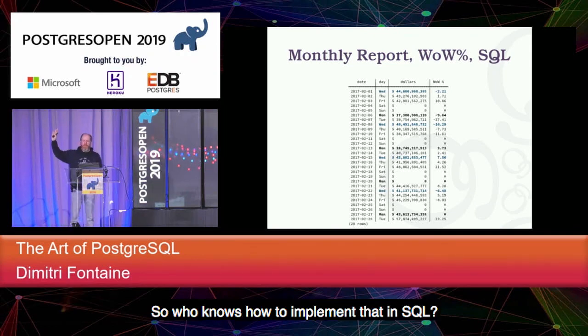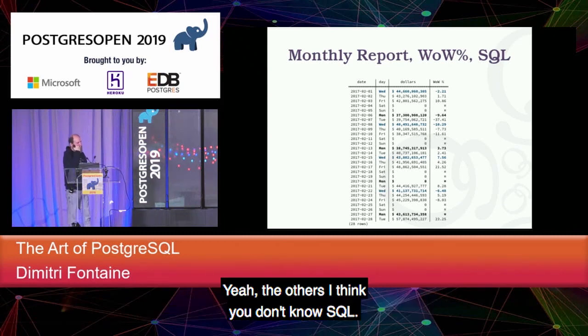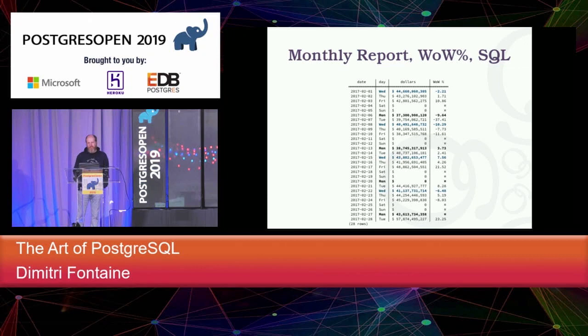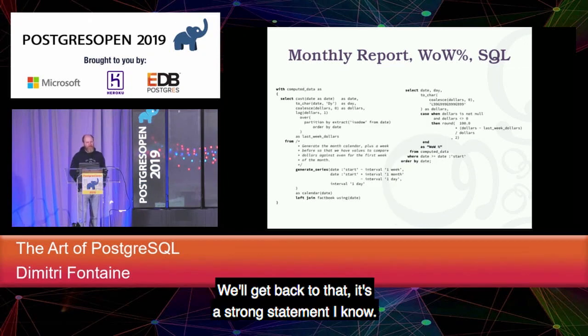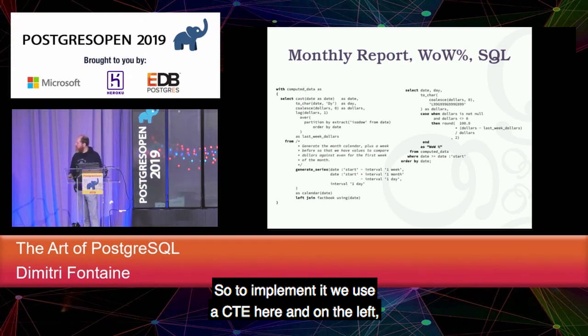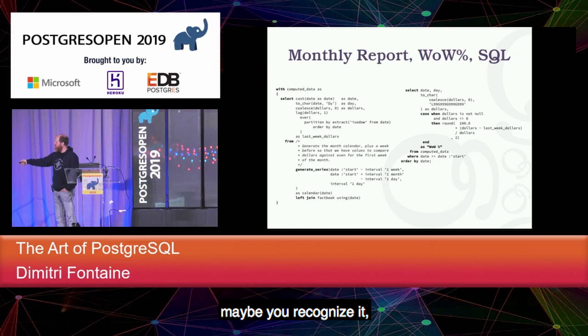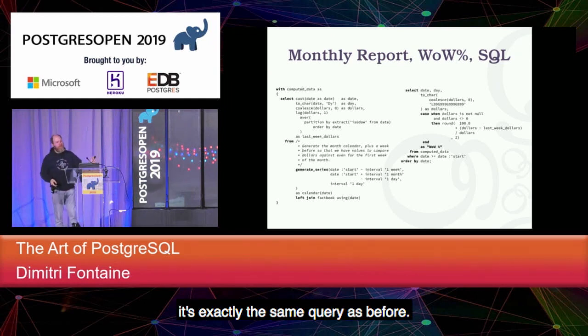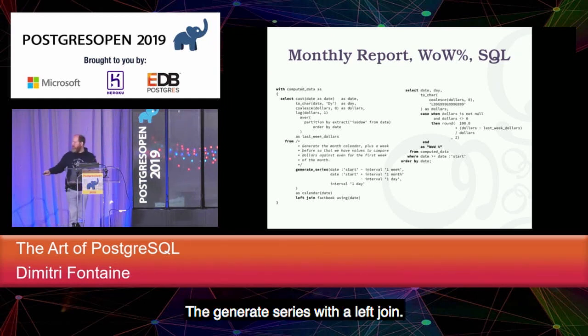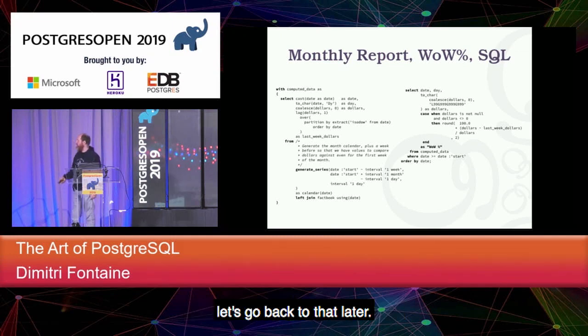So who knows how to implement that in SQL? Okay, the others, I think you don't know SQL. I'm sorry. We'll get back to that. It's a strong statement, I know. So to implement it, we use a CTE here, and on the left, maybe you recognize it. It's exactly the same query as before, right? The generate series with the left join and the lookup. Oh, there is a little difference. Let's get back to that later.